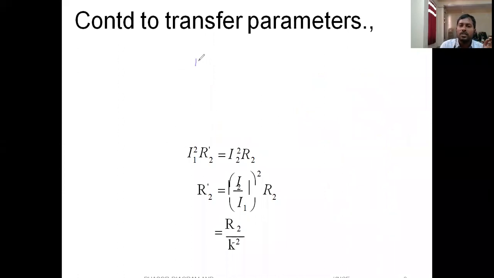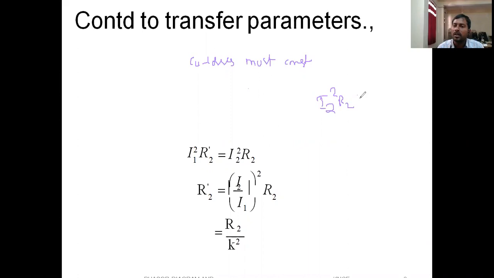Here, I want to transfer resistance from primary to secondary. Then, what is the condition? Copper losses must be constant. This is a condition. If you transfer the resistance from primary to secondary, for example, secondary copper losses are I2 square R2. This is the copper losses formula. For example, secondary copper losses are 1000 watts.